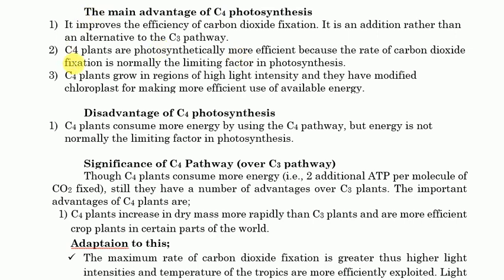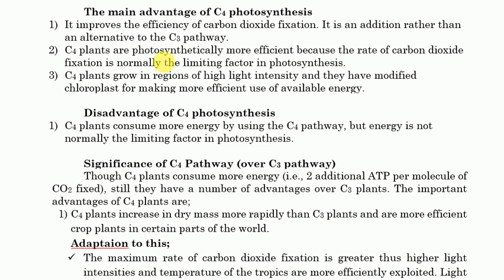The second thing, C4 plants are photosynthetically more efficient, because the rate of carbon dioxide fixation is normally the limiting factor in photosynthesis. So they are more efficient because of carbon dioxide fixation. And the third point, C4 plants grow in regions of high light intensity, and they have modified chloroplasts for making more efficient use of available energy.